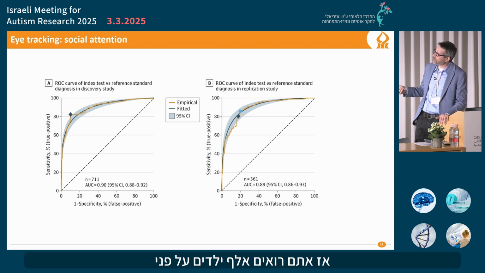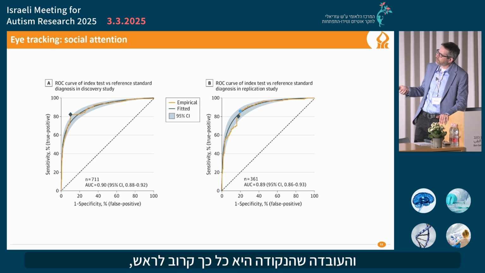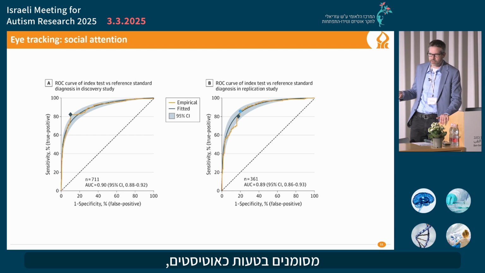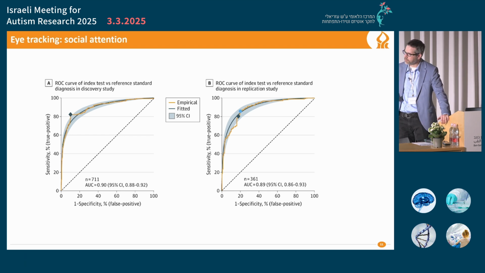And so you see 1,000 kids across these two data sets, where these are ROC curves, receiver operating curves, and the fact that the point is so close to the top left corner tells you that they're identifying over 80% of the children with autism while making very few mistakes about neurotypical kids. So about 10% of the neurotypical kids are accidentally marked as autism, but not the rest.